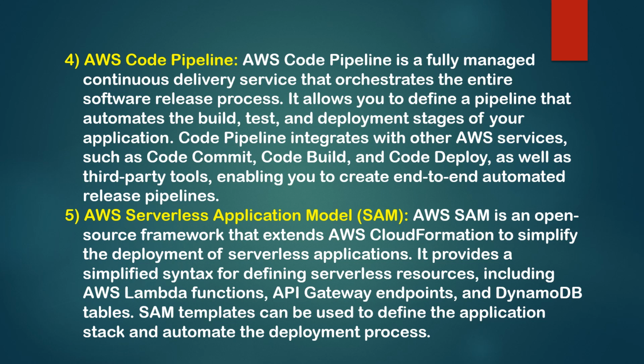Number 5. AWS Serverless Application Model (SAM). AWS SAM is an open source framework that extends AWS CloudFormation to simplify the deployment of serverless applications. It provides a simplified syntax for defining serverless resources, including AWS Lambda functions, API Gateway endpoints, and DynamoDB tables. SAM templates can be used to define the application stack and automate the deployment process.